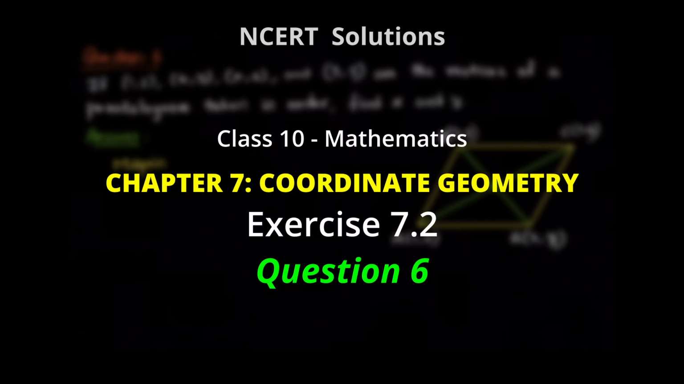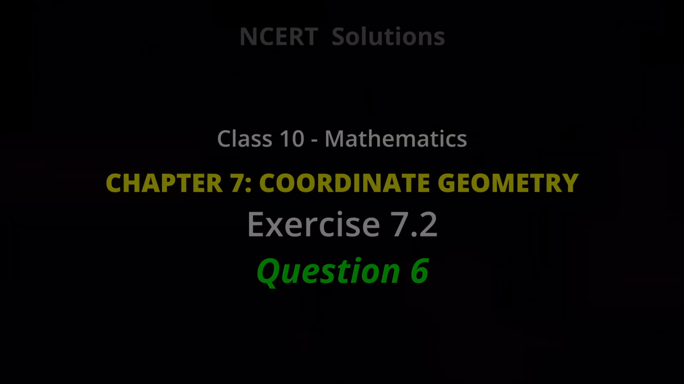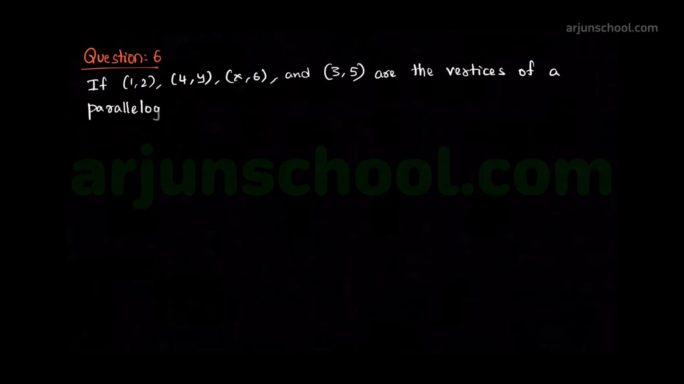NCERT Solutions, Class 10, Maths, Chapter 7, Exercise 7.2, Question 6. If the points (1, 2), (4, y), (x, 6), and (3, 5) are the vertices of a parallelogram taken in order, find x and y.